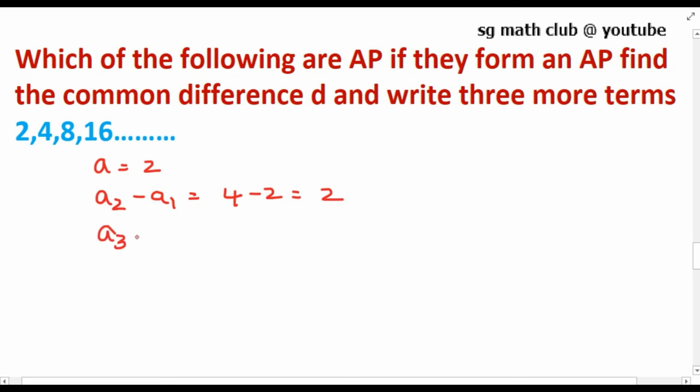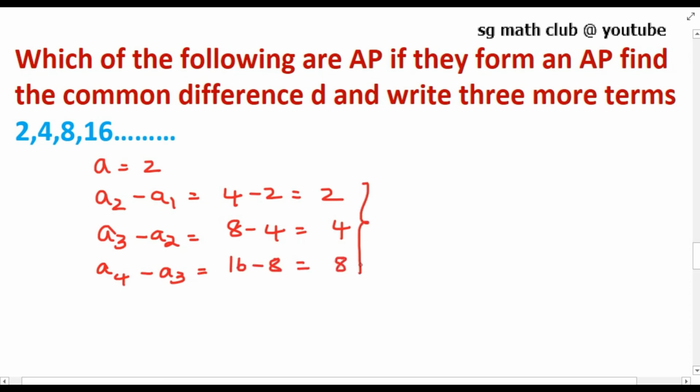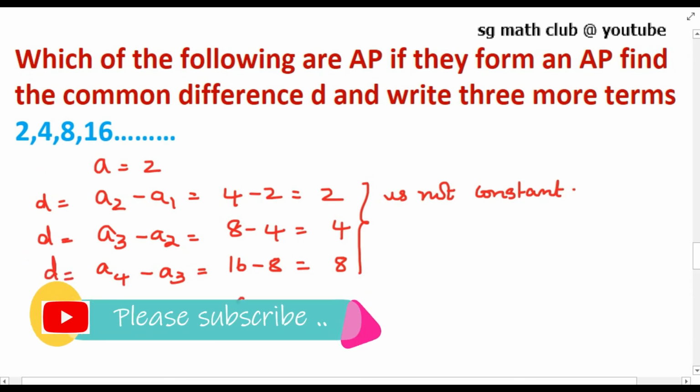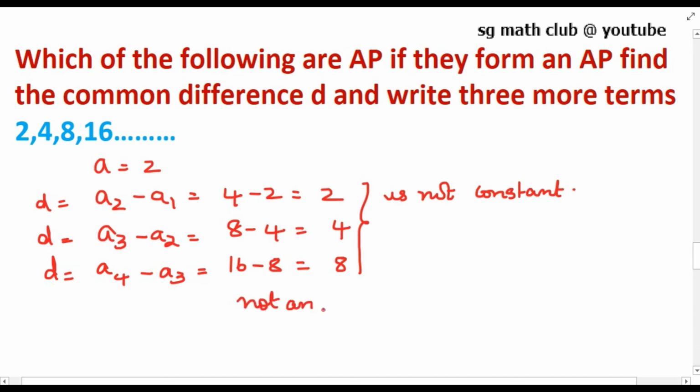Now what about A3 minus A2? 8 minus 4 is 4. And A4 minus A3, 16 minus 8 is 8. So here the common difference is not constant. D should be a constant, a fixed number. Here D in all these cases is different. So we can say that this will not form an AP. If it forms an AP, we need to find the common difference and the next 3 terms. Since this is not an AP, we need not find them.